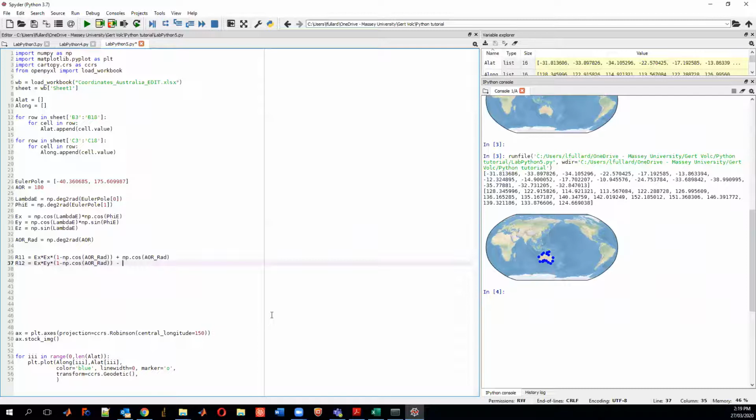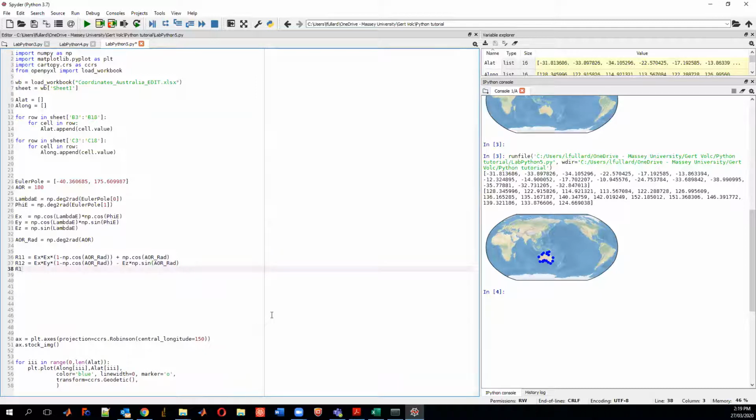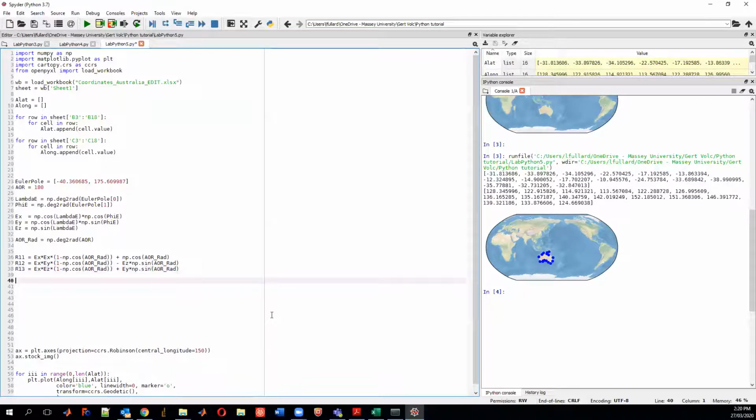So it's minus EZ times numpy.sin(AOR rad). R13 equals EX times EZ times 1 minus numpy.cos(angle of rotation rad), plus EY times numpy.sin of the rotation in radians. There's a lot of typing in this bit. Okay, so that's our first row actually.